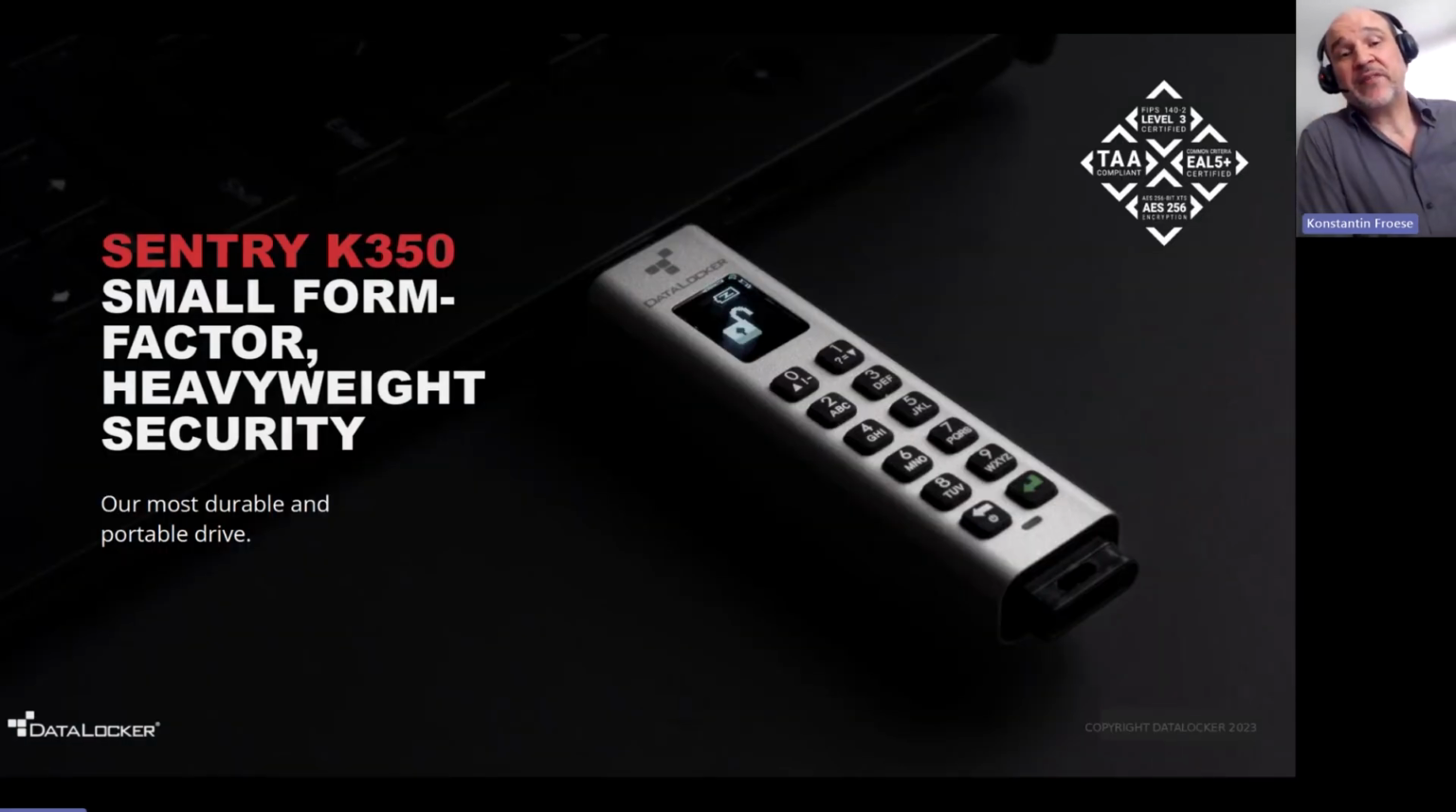Then we have the Sentry K350, our keypad device, which is completely operating system independent, because we do the authentication on the device itself. It comes from 16 gigabyte to 512 gigabyte. It is also FIPS 140-2 Level 3 certified, but we have already applied for FIPS 140-3 Level 3. Like Sentry 5, it will take a little longer, but we will definitely get there.